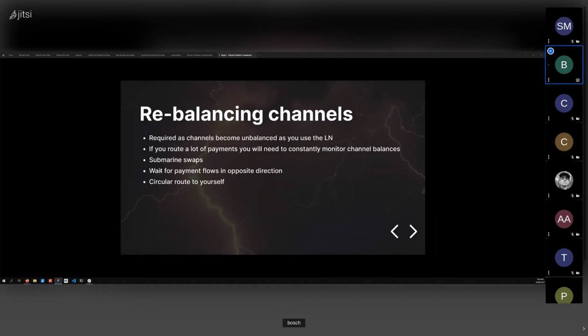And then once you've got some sats back in that channel from people routing payments through your node, you can bump the fees back up and resume your normal kind of routing.